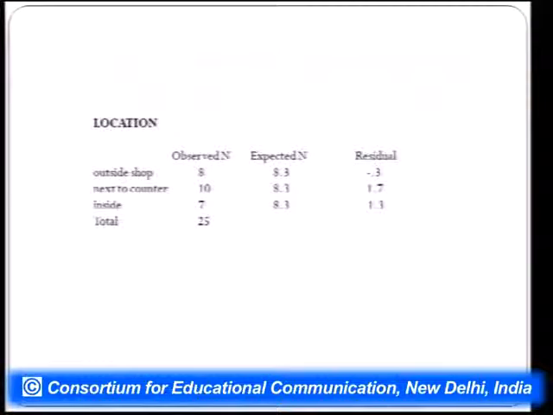Next to counter is more than expected. 8.3 was the expectation, but we came across 10 shops having the VISI cooler next to the counter. And again, for the inside shop, the residual is negative, minus 1.3. Instead of 8.3 as expectation, we came across only 7 shops which were having the VISI cooler inside.